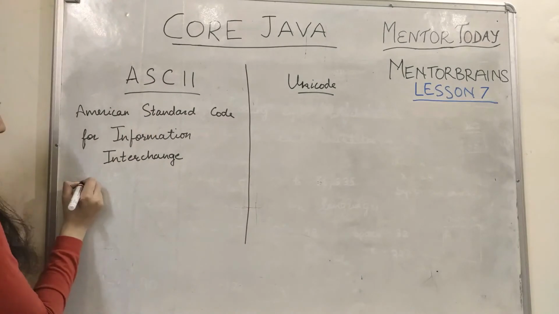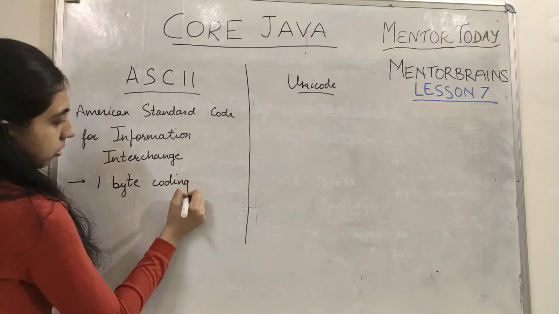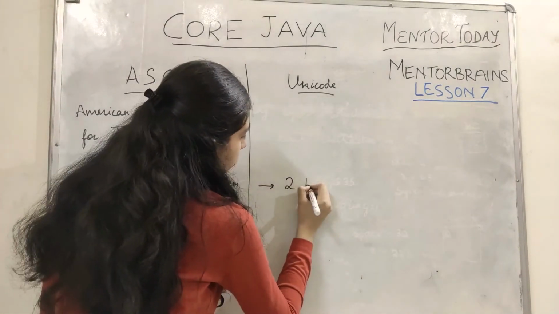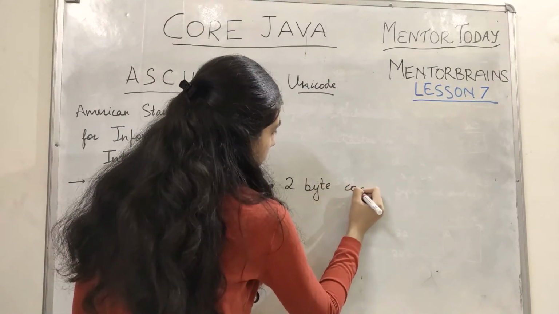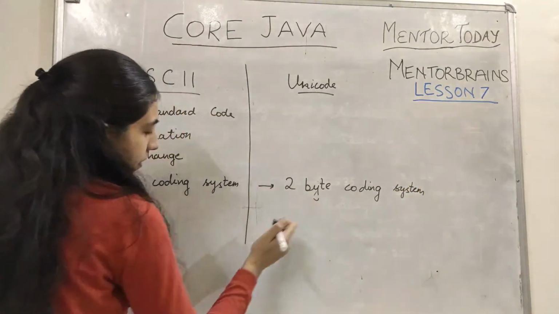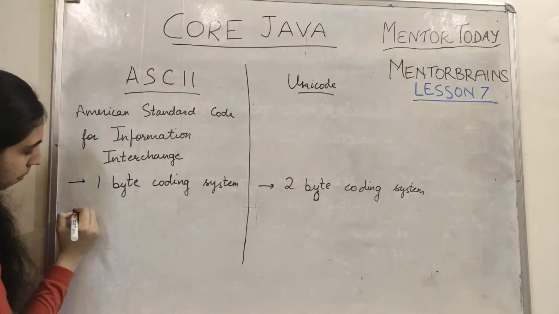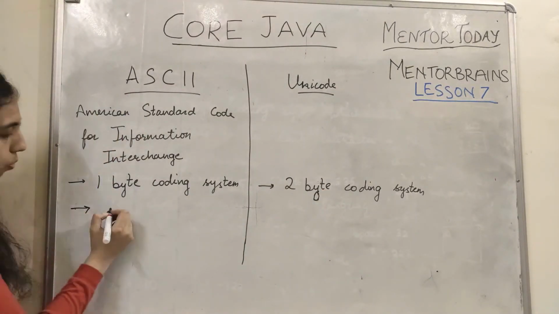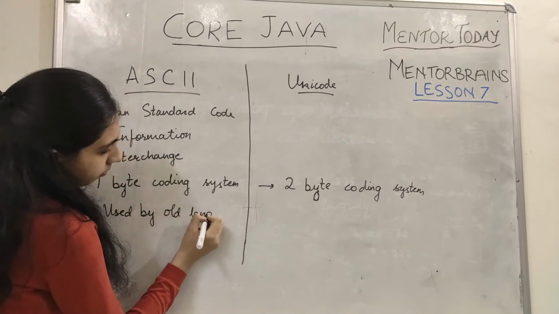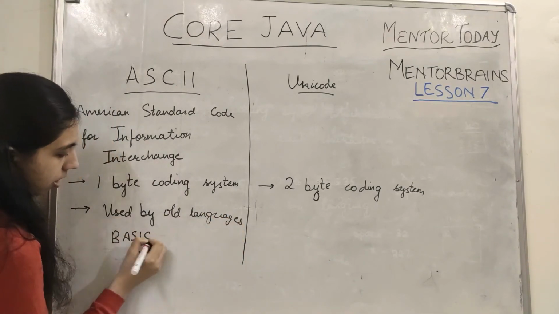It is a 1-byte coding system, and Unicode is a 2-byte coding system. That is, Unicode occupies 2 bytes whenever we are using a character, and ASCII occupies 1 byte. But it's not used in Java. So where was it used? It was used by old programming languages like BASIC, C, C++.